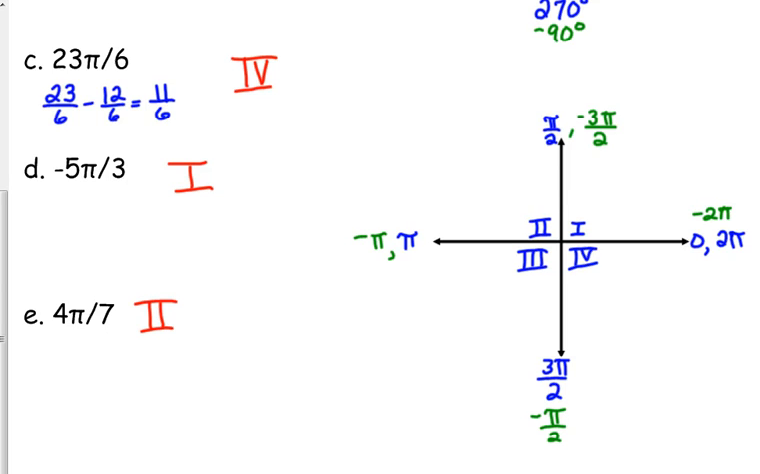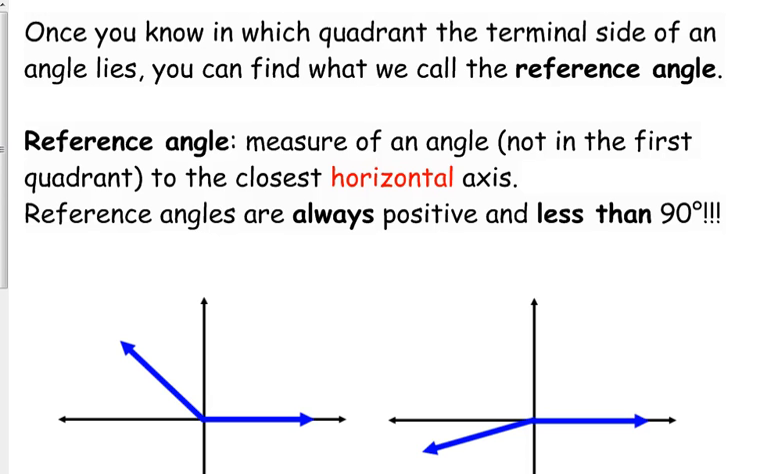Okay, now, why did we just go through all that? First of all, just to get you thinking about where these angles are located, just by looking at their measures. But really, why we're talking about this is because something very important is something that we call a reference angle. So a reference angle, this is another definition that we need to be familiar with, is the measure of an angle not in the first quadrant. Now, the reason why we don't talk about ones in the first quadrant is because the measure of the angle would technically be the same thing as the reference angle. So we talk about it in the second, third, and fourth.